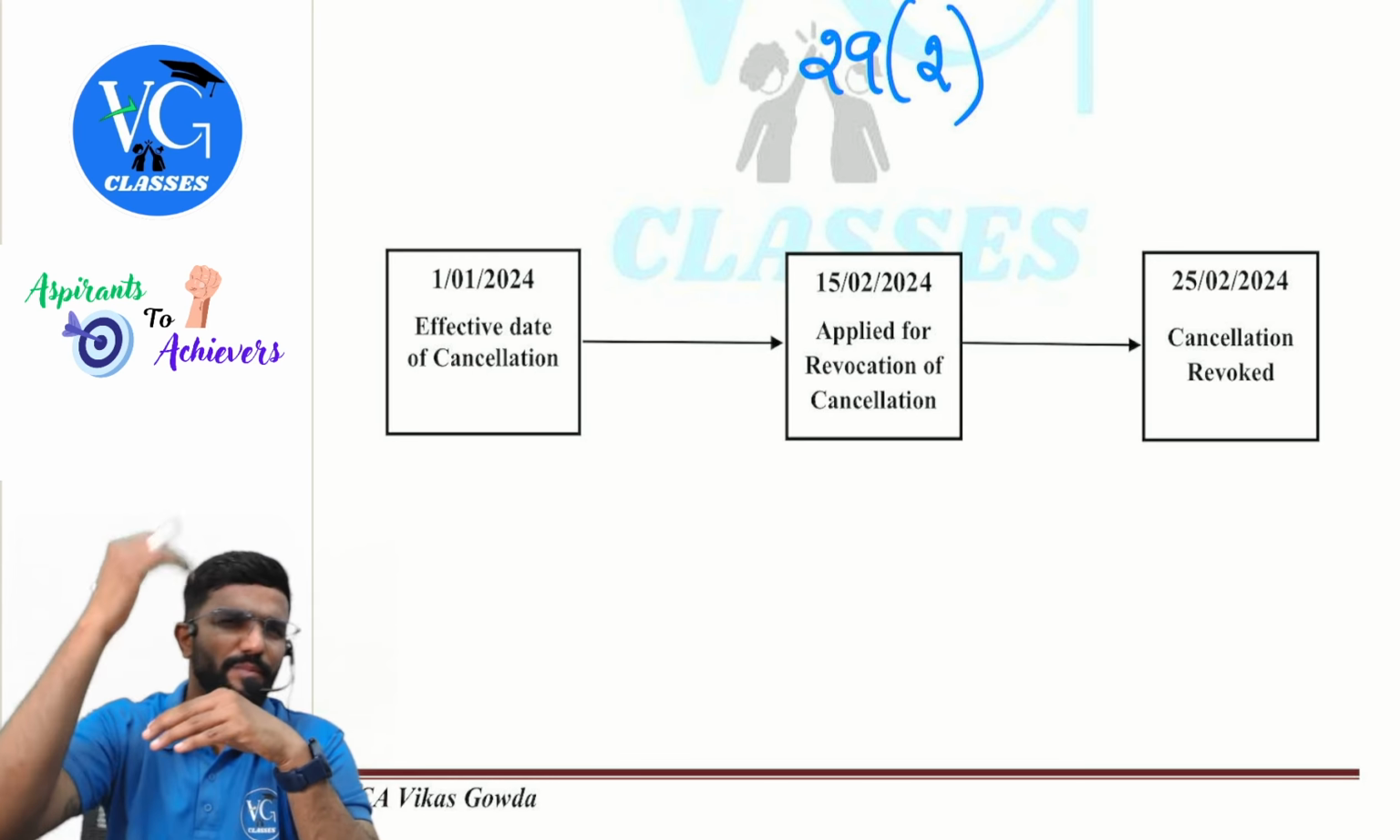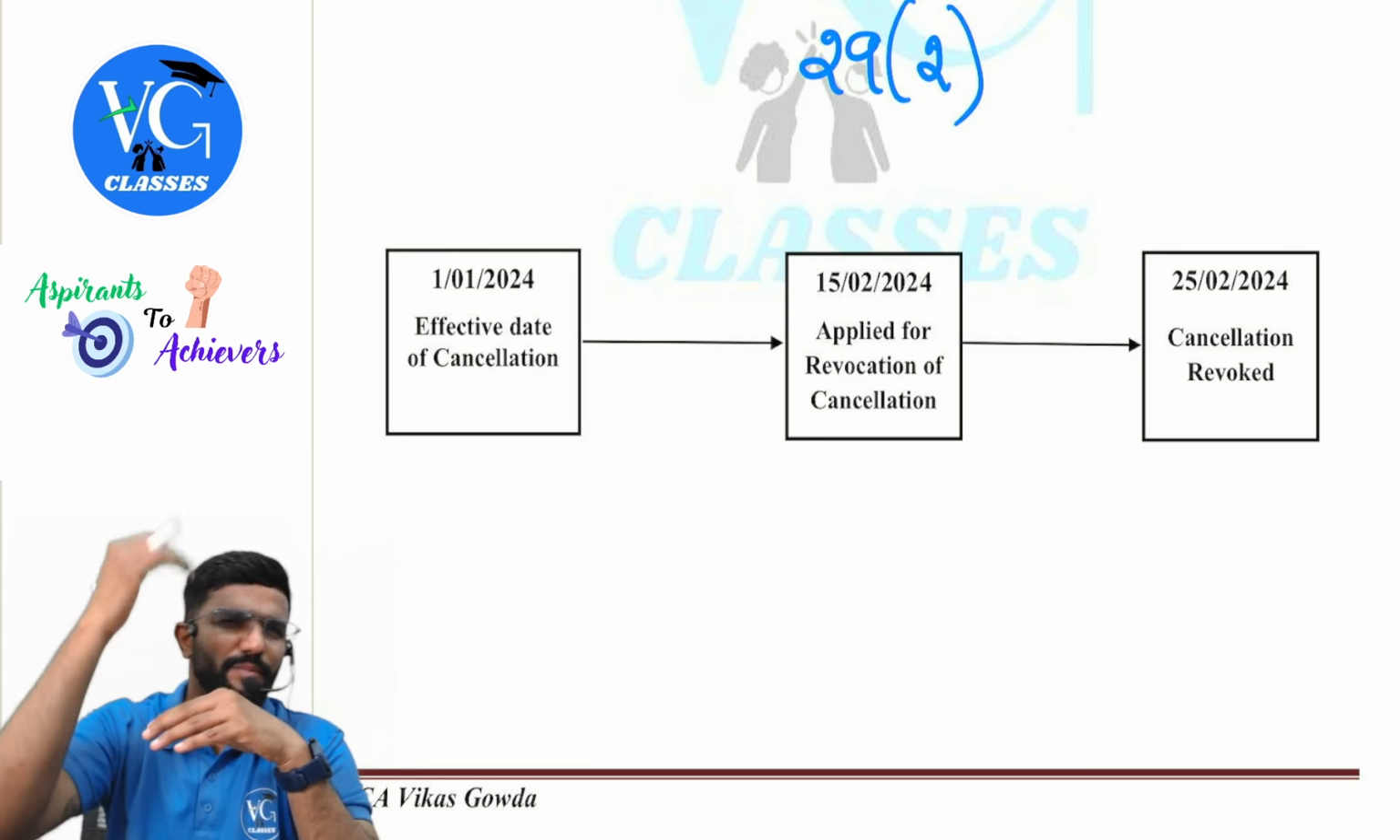Guys, listen here. If I have to apply for revocation of cancellation, whatever default I would have made, like non-filing of returns, non-payment of tax and all, first I have to make it good. For example, sir, before this I was liable to pay some tax. I have to pay it. Sir, before this I was supposed to file some returns. Should I file it? Yes.